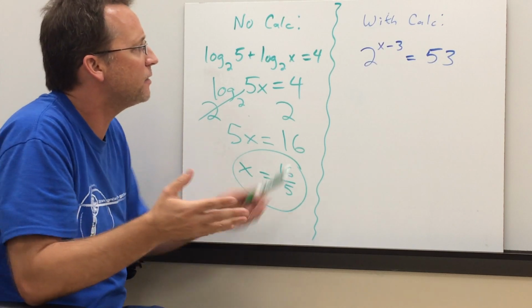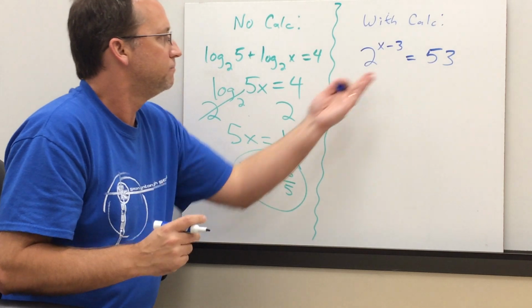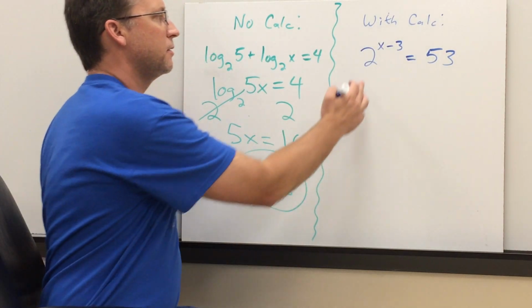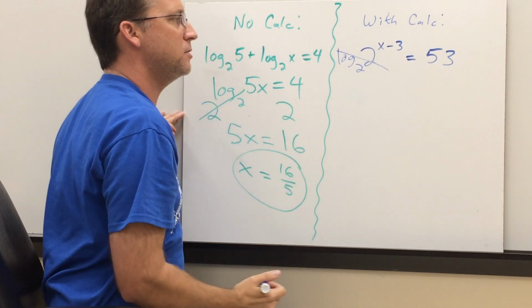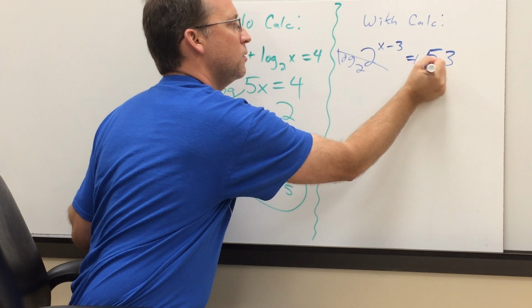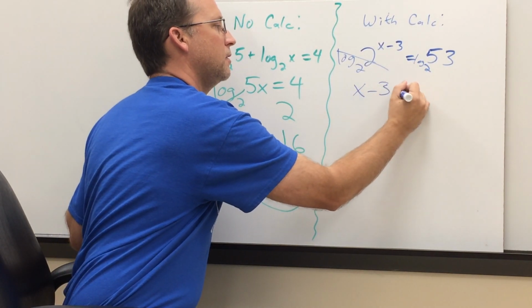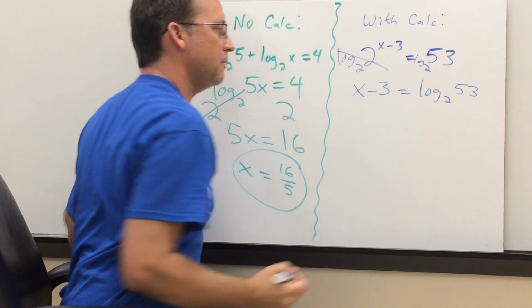Now if we did have a calculator, I just wanted to mention one that we could actually type in there. There's nothing different about this equation, and we could solve this without the calculator. It's 2 to this power. The log base 2 will cancel out that 2. Log base 2 on this side. So I've got x minus 3 equals the log base 2 of 53.